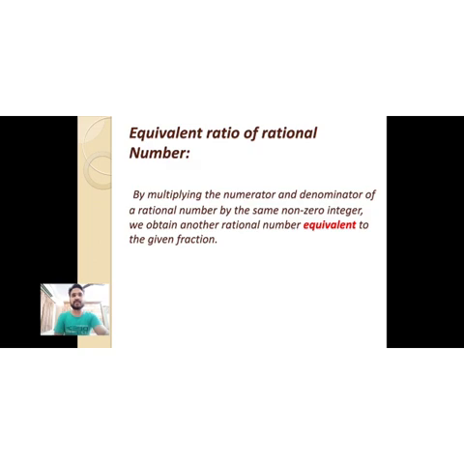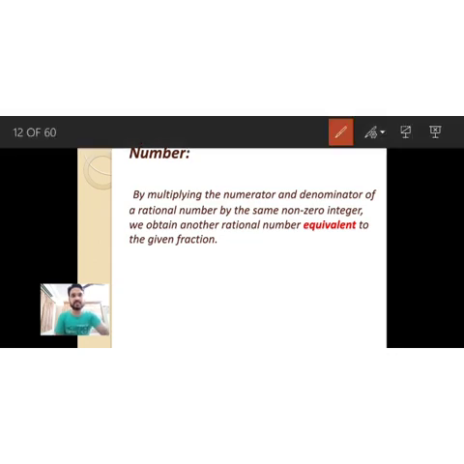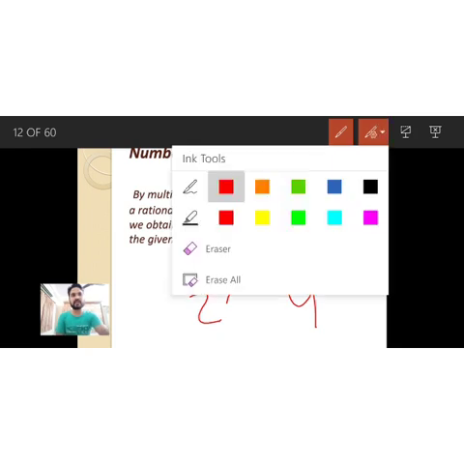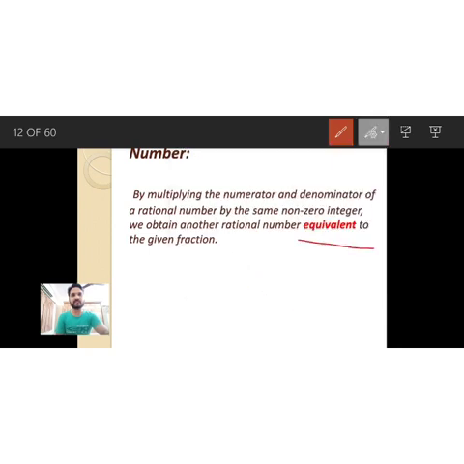Equivalent ratios. Equivalent rational numbers means that if any rational number is given, we make other rational numbers which are equivalent to the original one. We have to multiply the numerator and denominator of a rational number by the same non-zero integer. Suppose the number is 1 by 2, to find the equivalent we multiply by 4 upon 4. So multiplying the numerator and denominator by the same non-zero integer, we get the equivalent numbers.